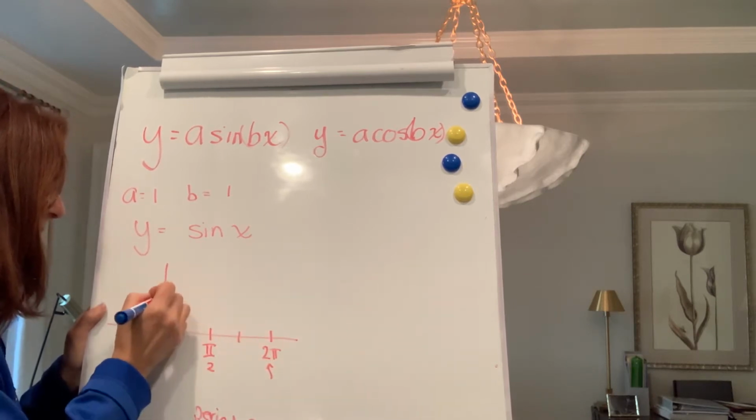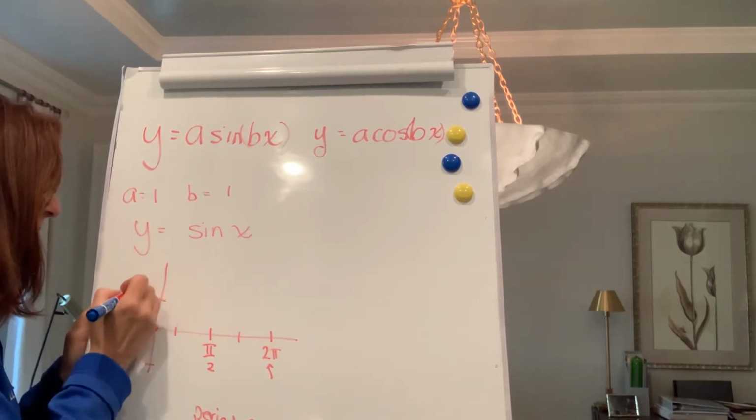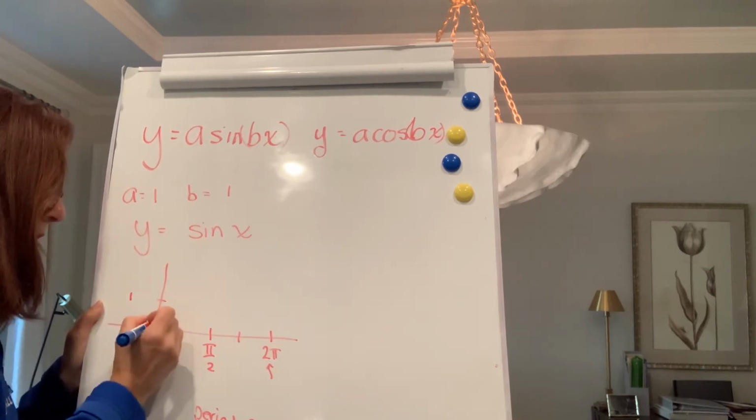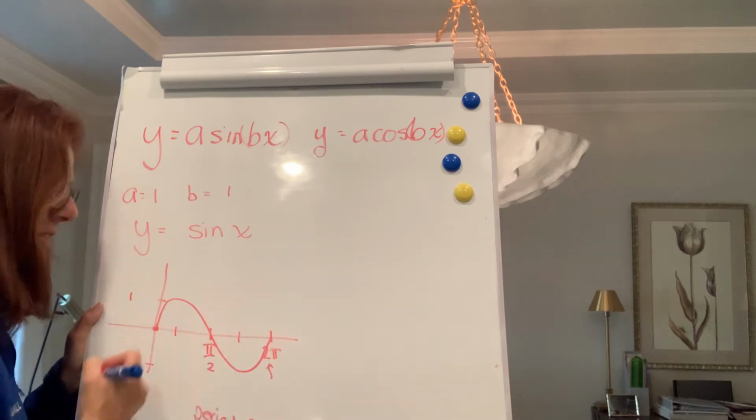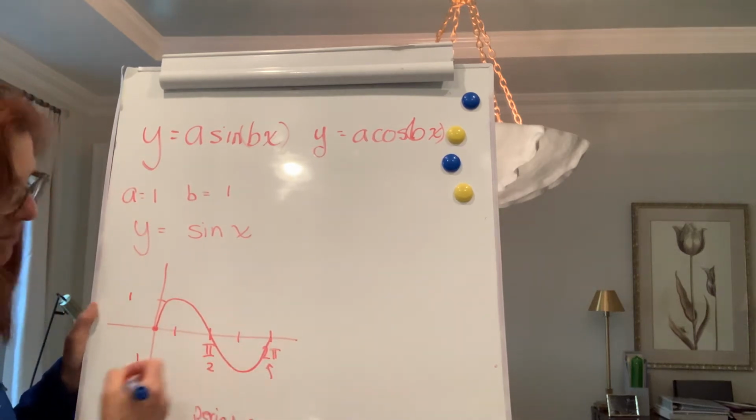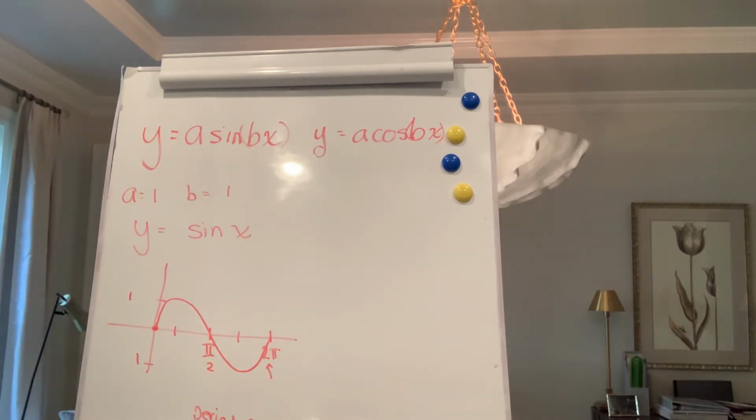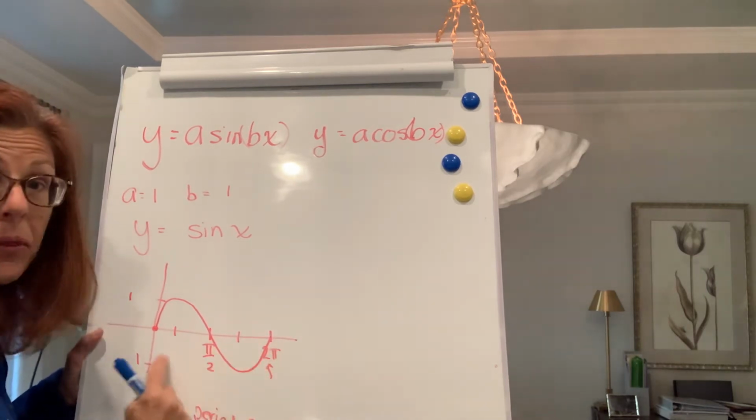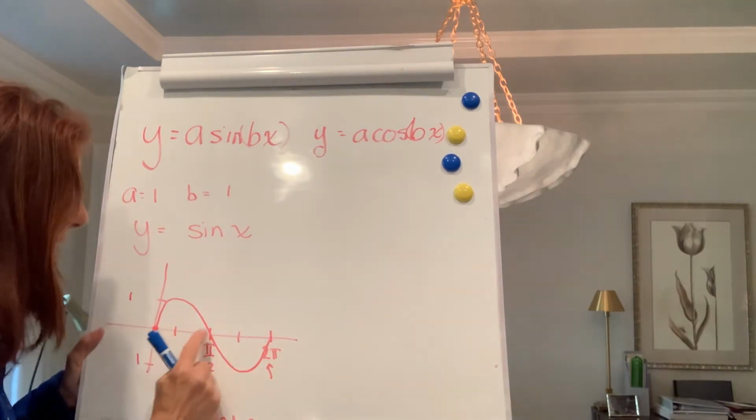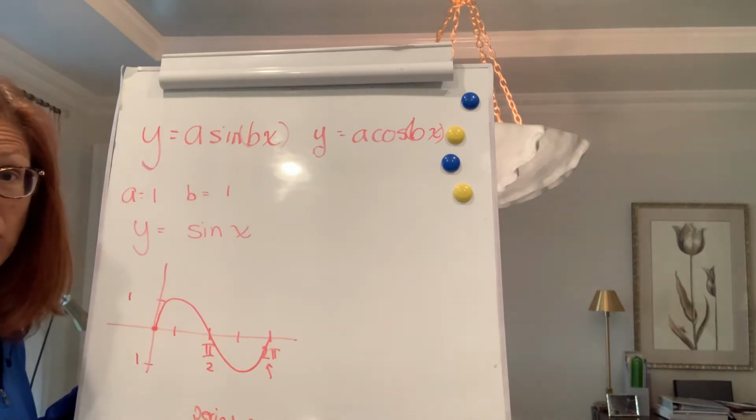It started at 0 and it went between 1 and -1. So I came up here, I came down here, and then I went to there. Okay? That is the general pattern of how you want to draw a sine graph. So you're going to see what the period is and then divide it into 4 equal segments.